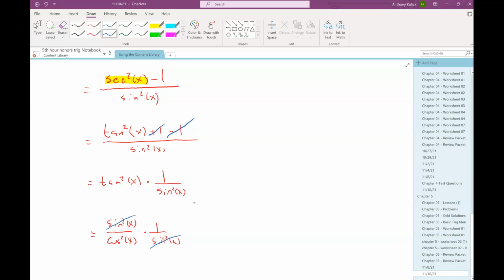Everybody's okay with that? Now you'll see that the reason that I separated the tangent squared and the sine squared into two fractions like that was just so I didn't have fractions on top of fractions and have things get kind of confusing, which is a nice trick to be able to use. Everybody okay with that idea?